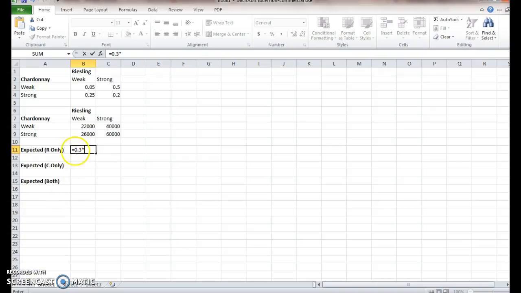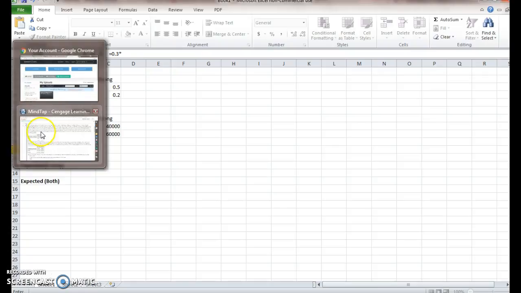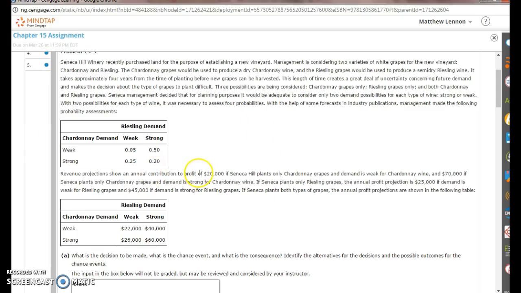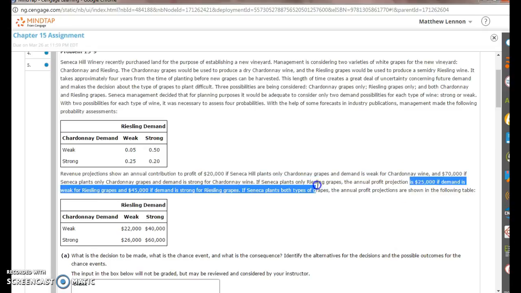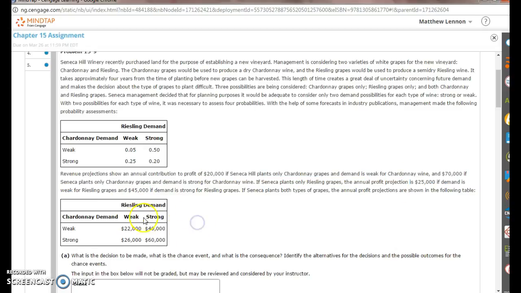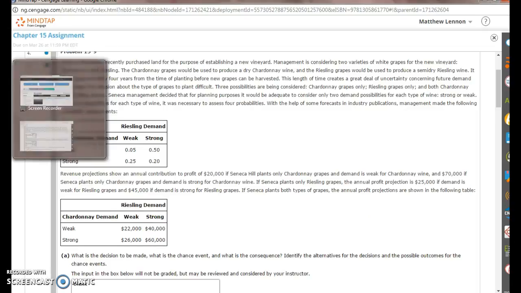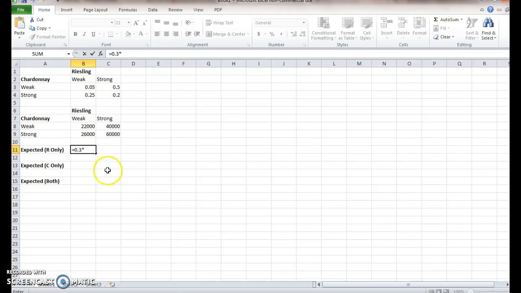To figure out the price we get when Riesling is weak, we have to go back to the old MindTap table, and it actually tells us here. Notice it gives the expected revenue projections for Chardonnay: weak 20,000, strong 70,000, and for Riesling 25,000 weak and 45,000 strong. This two-way table that I've copied into Excel is essentially only giving us the projections when we plant both grapes. So let's remember for the Riesling we've got 25,000 and 45,000, and then move back to Excel.